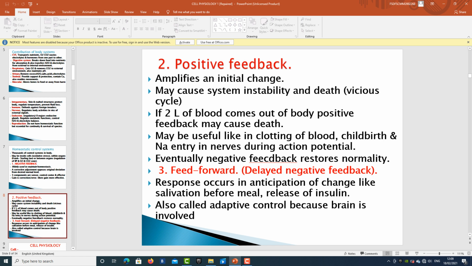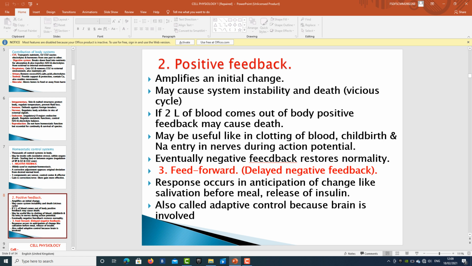Now only a few examples are there of the positive feedback mechanism in our body because it amplifies an initial change. It may cause system instability and it can lead even to death of a person. That is a vicious cycle. What is a vicious cycle? A vicious cycle is that condition in which one condition is leading to development of that particular condition more. Like if 2 liters of blood are coming out of the body, positive feedback may cause the death of a person. There is a further decrease of blood pressure, so ultimately leading to death.